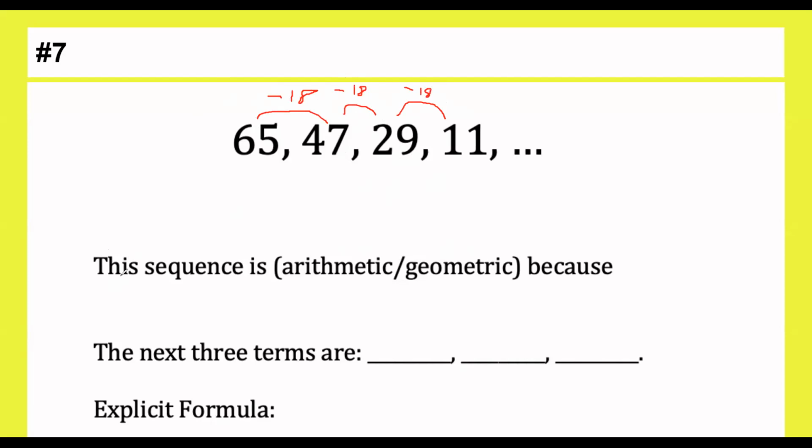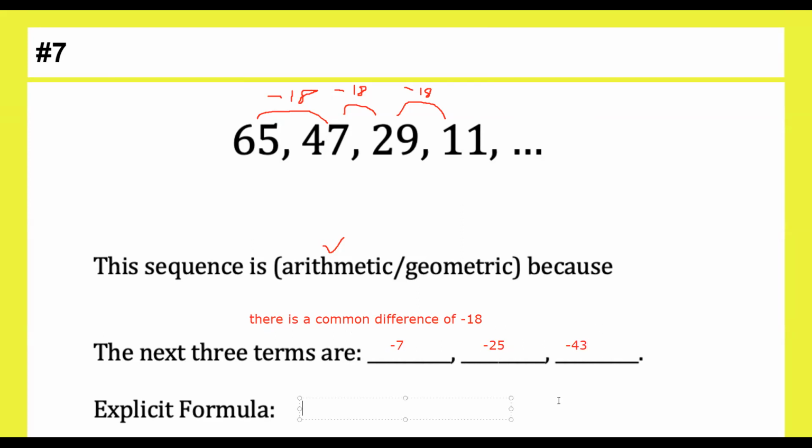Okay, so now this is an arithmetic sequence because there is a common difference of negative 18. I have to make sure I include that negative. So the next 3 terms: 11 minus 18, double check with your calculator, but that's minus 7. Negative 7 minus 18, again, check with your calculator, but that's minus 25. And negative 25 minus 18 is negative 43.